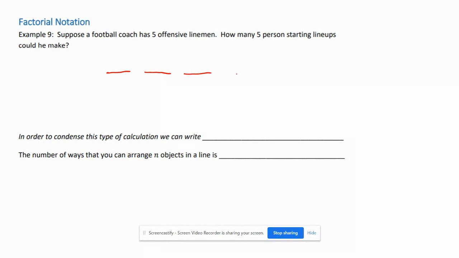we're making 5 choices. Okay, so we have 5 different positions over here. Now, how many choices do I have here? Well, I can place one of the 5 here. Then I have 4 left. And then I have 3 left. And then 2 left. And then 1 left. Okay, so if I multiply these together, we get an answer of 120.